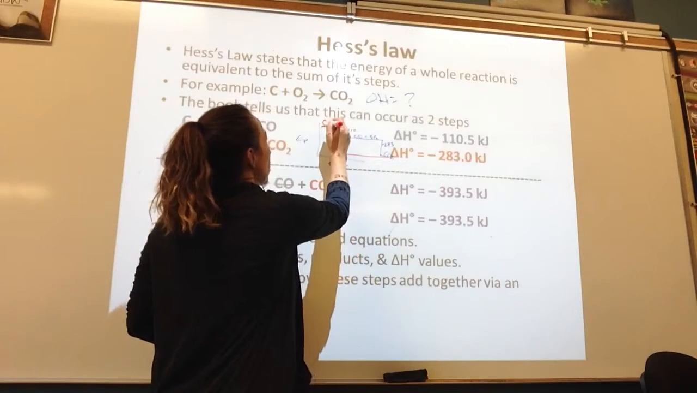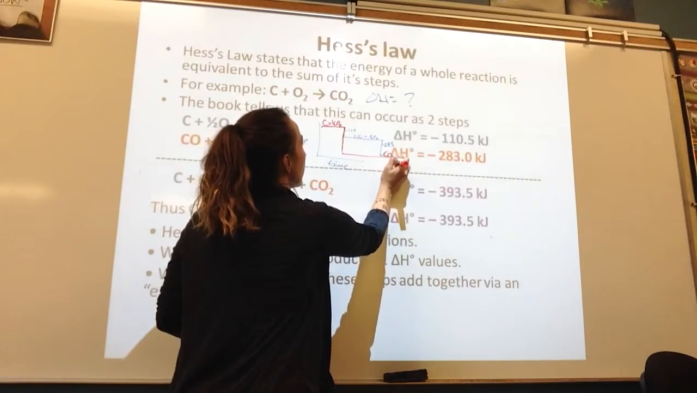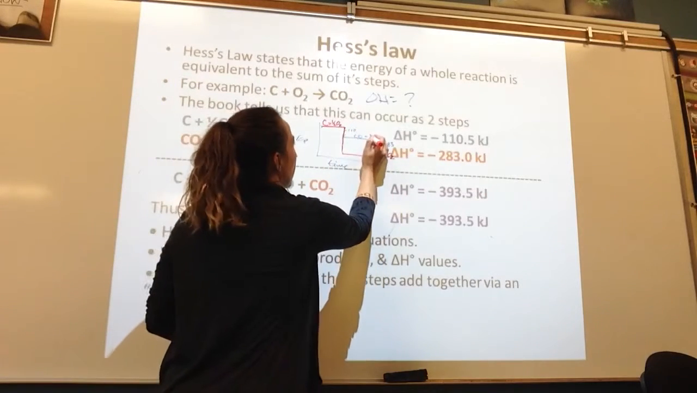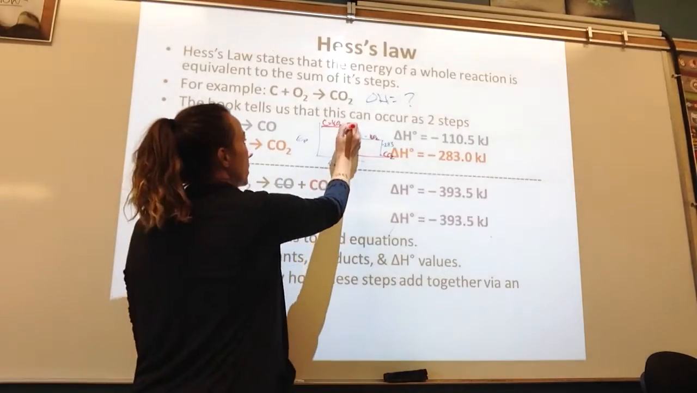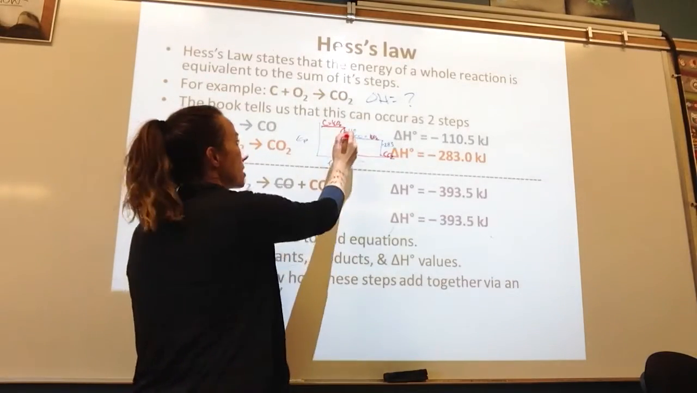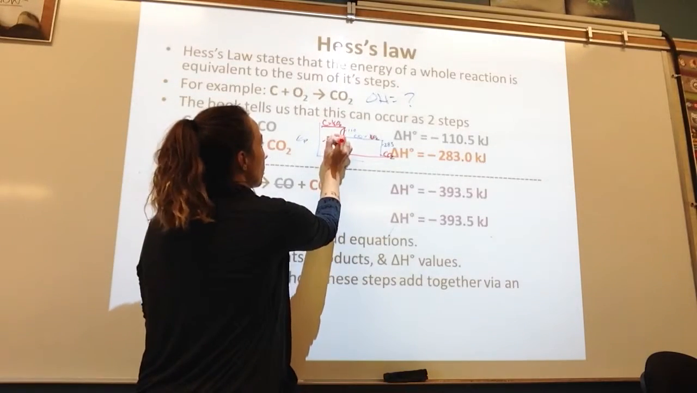And what do I have? Carbon and half an oxygen, giving me carbon dioxide. And another half an oxygen. And in total, that value should be 110 plus 283, which is equal to -393.